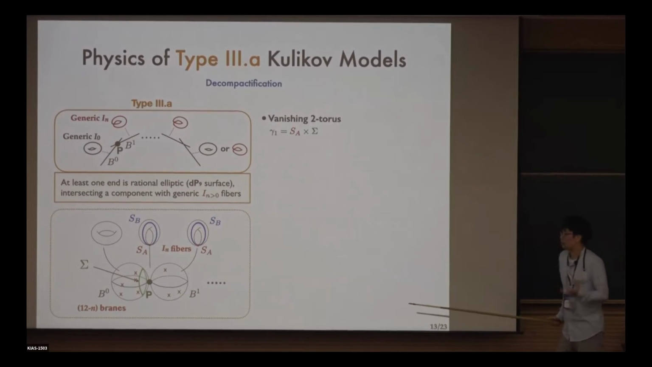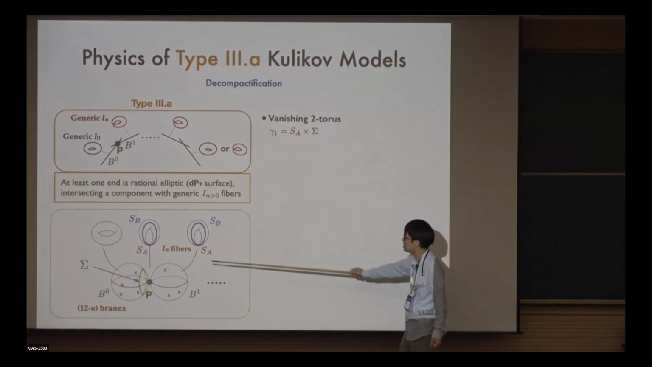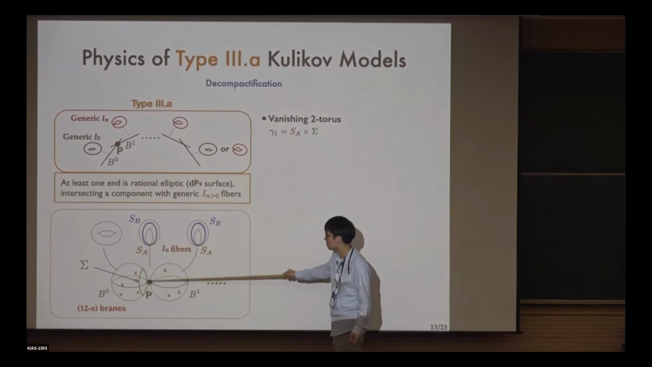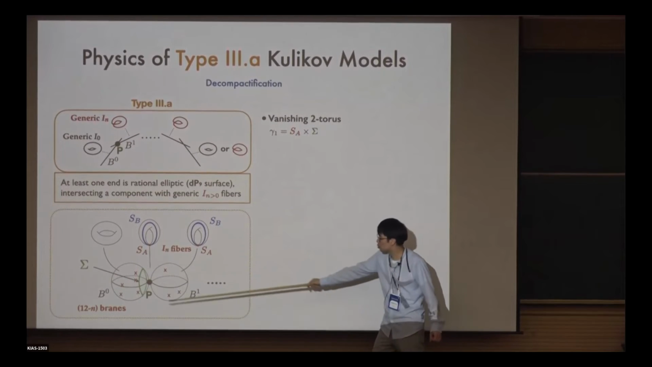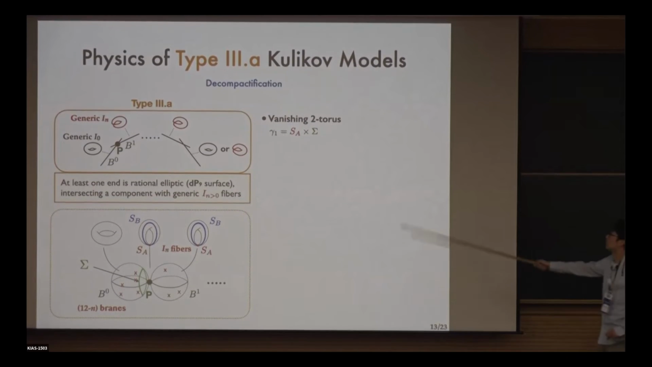However, one big difference from the type 2 case I discussed earlier is that the B cycle now cannot be fibered over this sigma because of this non-trivial monodromy at this intersection point P. So only the A cycle can be fibered, and this way we can get only one vanishing 2-torus, which I'll denote by gamma 1.